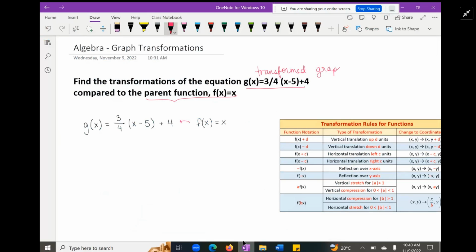And where is it transforming from? It's transforming from what we call the parent function of that type of function, which again is linear. And I know it's linear, just a recap, because the leading term with the variable x has an exponent, or power, or degree of 1. So if any of those terms sound familiar, then that's great.